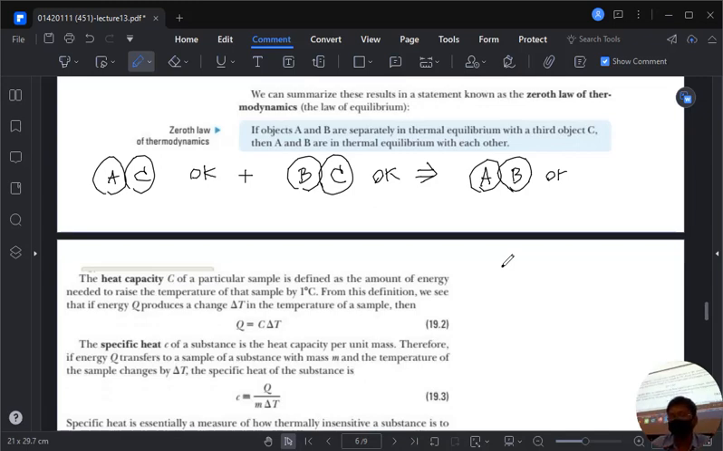That's how we have the zeroth law. The zeroth law, because it's very basic. We don't use it very often. It's just some kind of underlying principle. We need to say it, whatever is needed, in straightforward forms, okay? Heat capacity C is defined as amount of energy needed to raise the temperature of that sample by 1 degree Celsius.